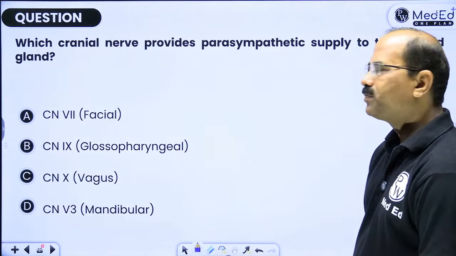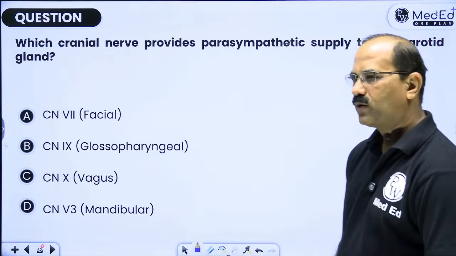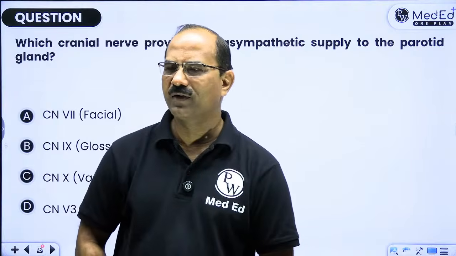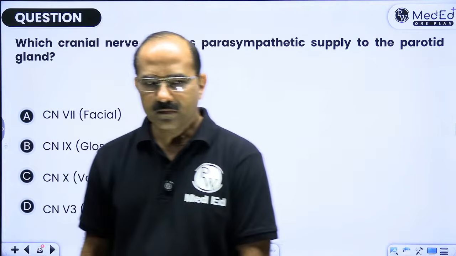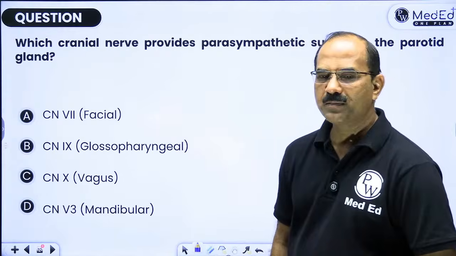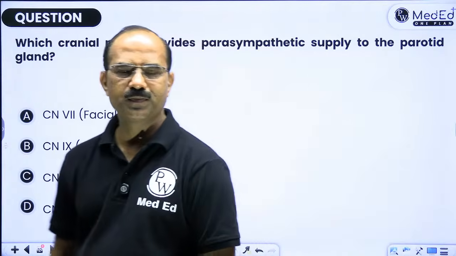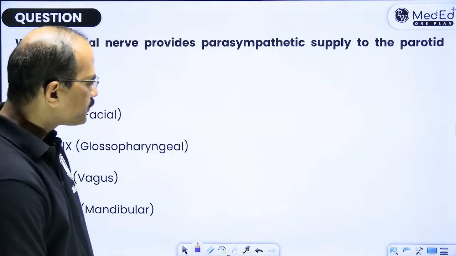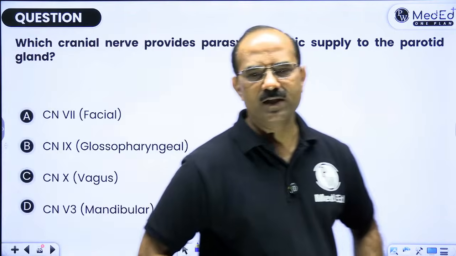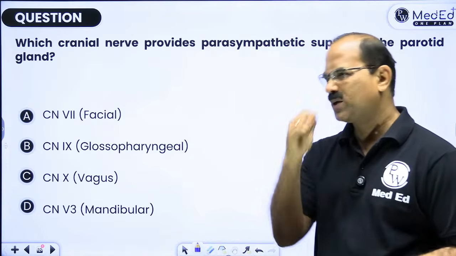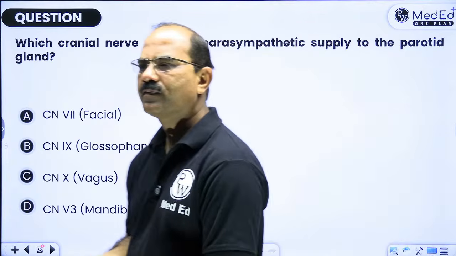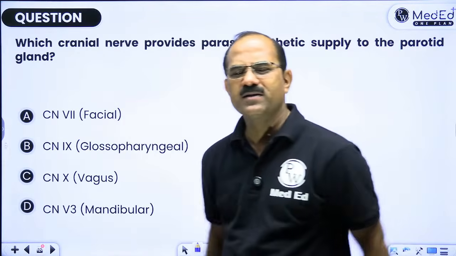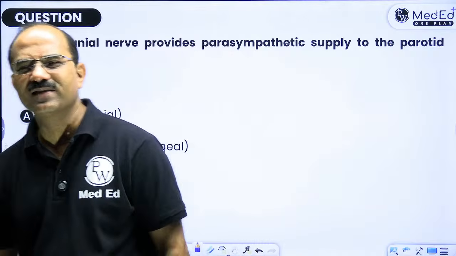Which cranial nerve provides parasympathetic supply to the parotid gland? Superficial branch of radial nerve. That's fine. Which cranial nerve provides parasympathetic supply to the parotid gland? Any guesses? Chalo, come on students, be active, answer.